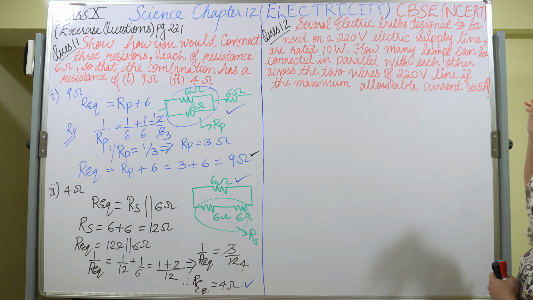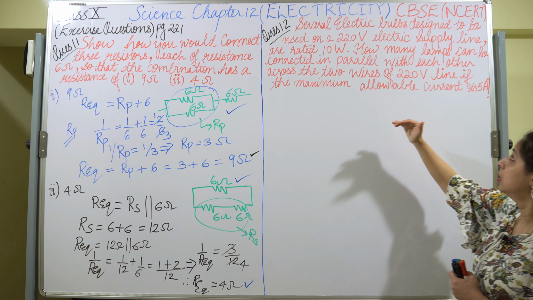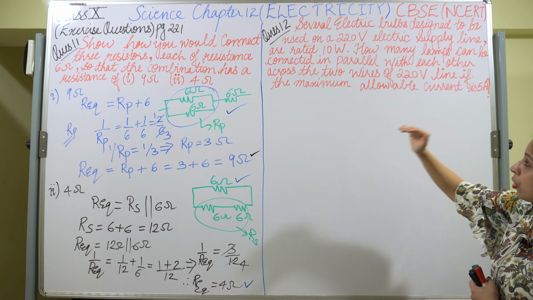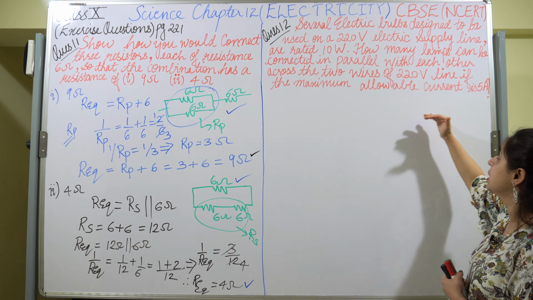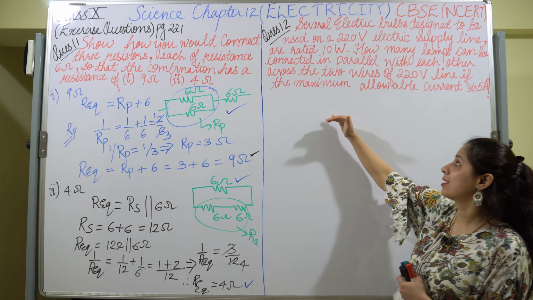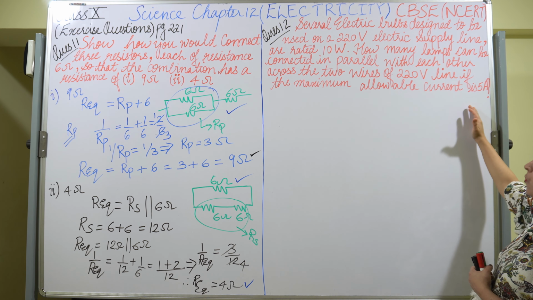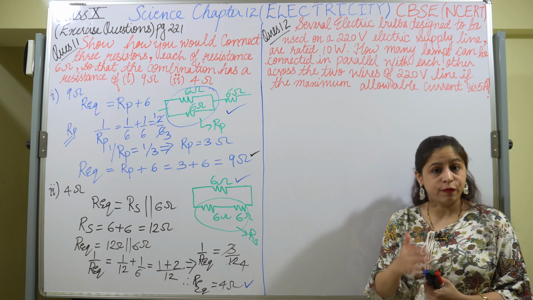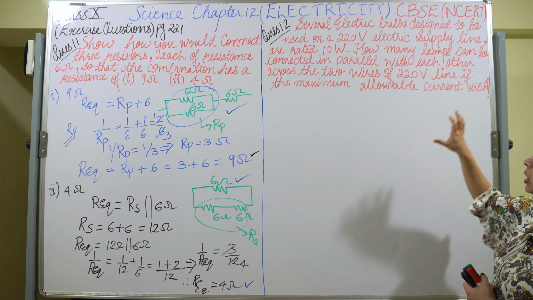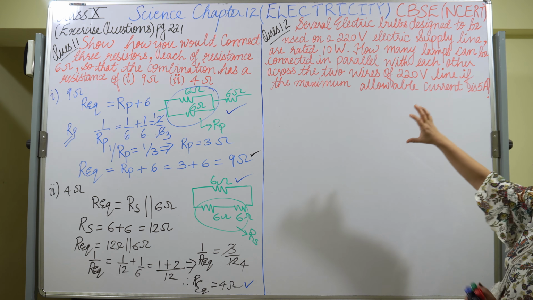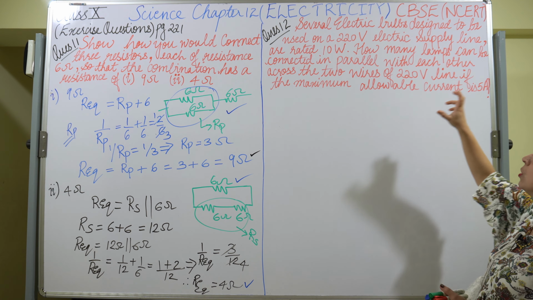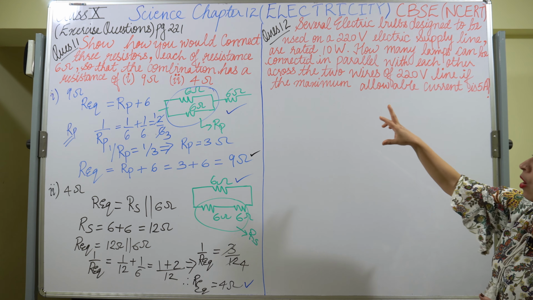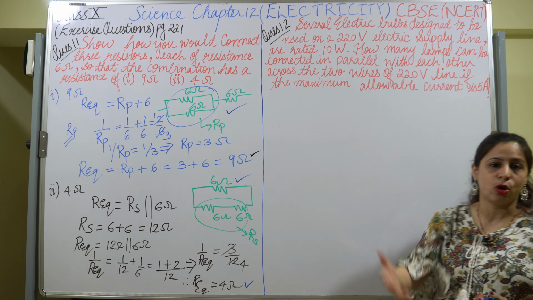How many lamps can be connected in parallel with each other across the 2 wires of a 220 volt line if the maximum allowable current is 5 ampere? The electric bulbs are designed to be used on a 220 volts electric supply line, with a rating of 10 watts.